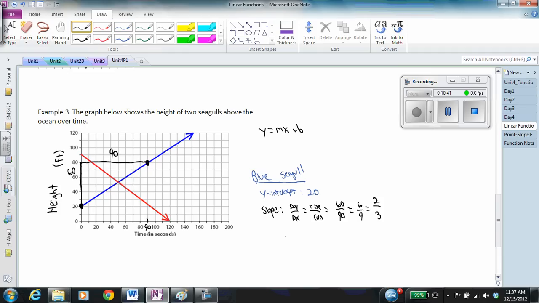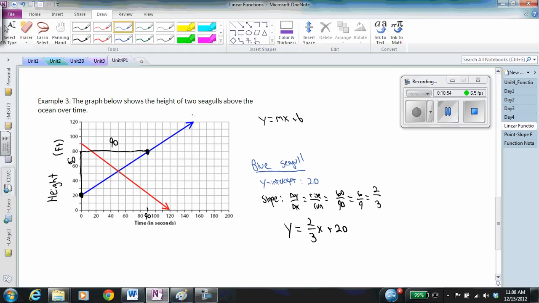I can write the rule for that blue seagull. Y equals 2/3 x plus 20. So I'll write that up here next to the graph. Y equals 2/3 x plus 20. Now what does that slope mean in the context of this problem? Well, the change in y, the y-axis, that's 2 feet for every 3 seconds. So the height of this seagull above the ocean increases 2 feet every 3 seconds.